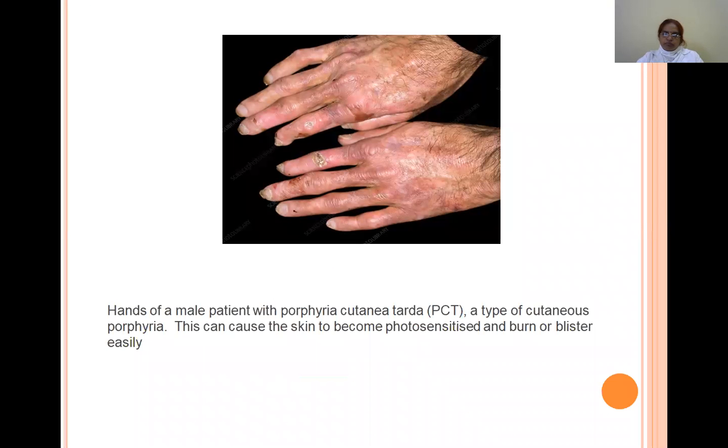Here are the hands of male patients with porphyria cutanea tarda. When exposed to the light, the skin becomes photosensitized, burns, and blisters easily.